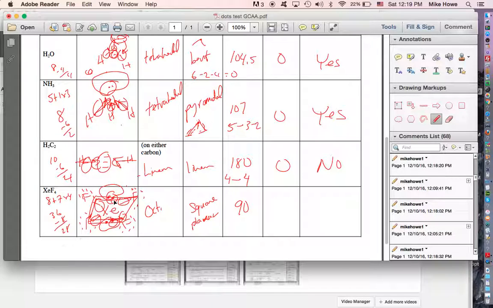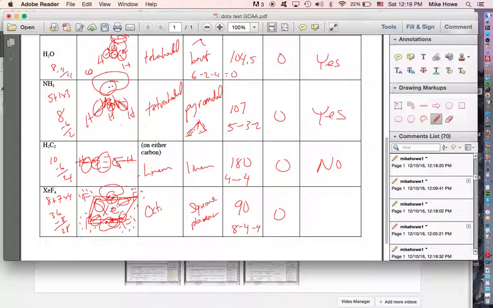The xenon, I've got so many scribbles here, it's hard to see it, but the xenon has 8 valence electrons, so you're going to take away 1 for each of these 4 bonds, so 8 minus 4. Then you're going to take away all the unshared, and there's 2 on top and 2 on the bottom, so 8 minus 4 gives us 0.